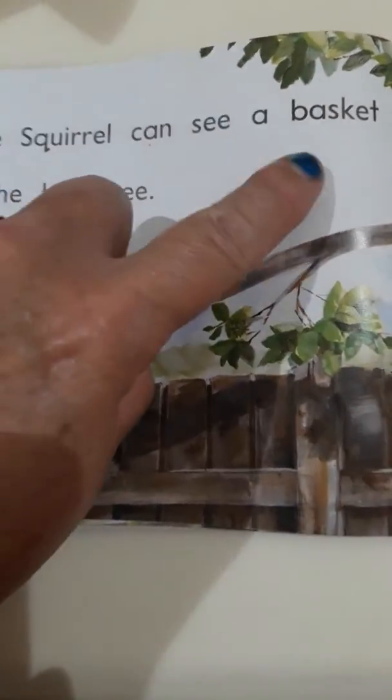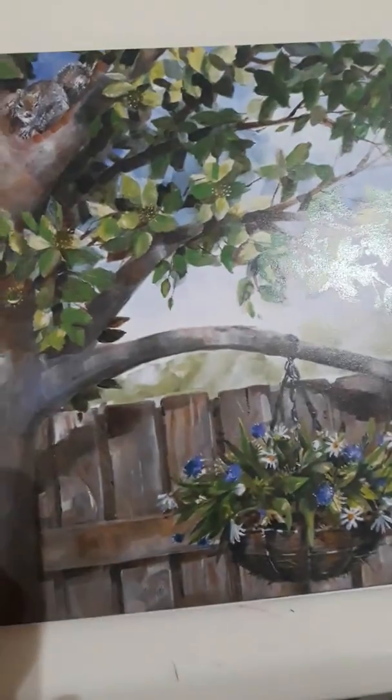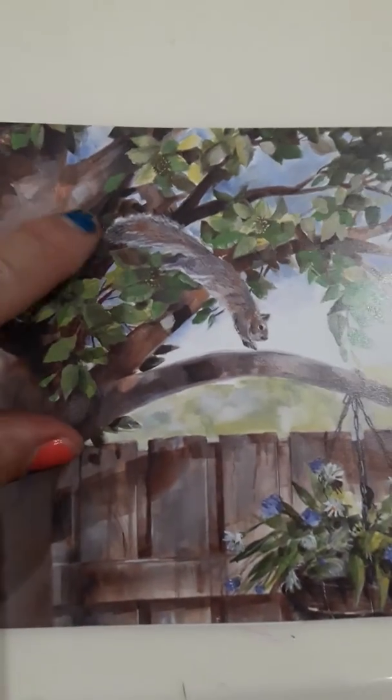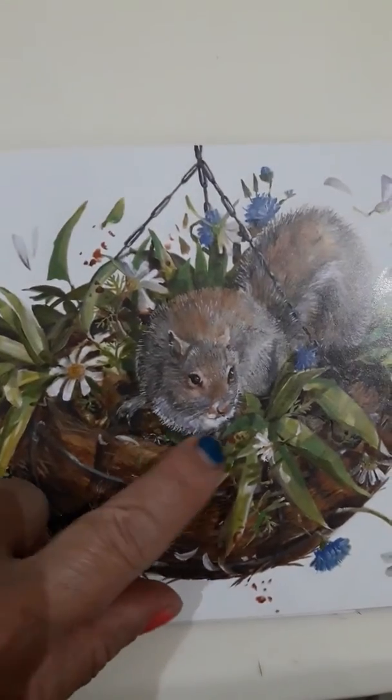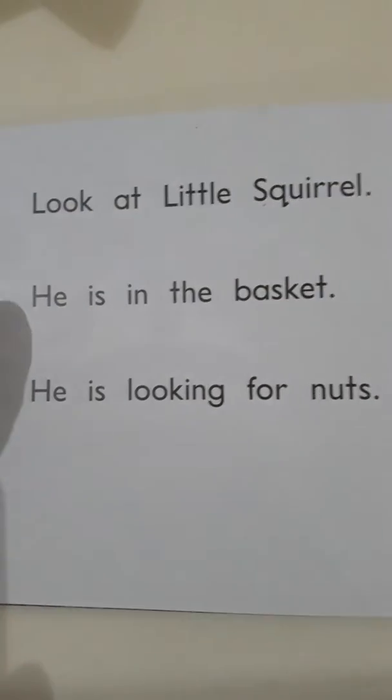Little squirrel can see a basket on the big tree. Now in the next picture I can see that the little squirrel is jumping down from the branch to get closer to the basket. Here comes little squirrel. Now I see that the squirrel is sitting in the basket. Look at little squirrel. He is in the basket. He is looking for nuts.